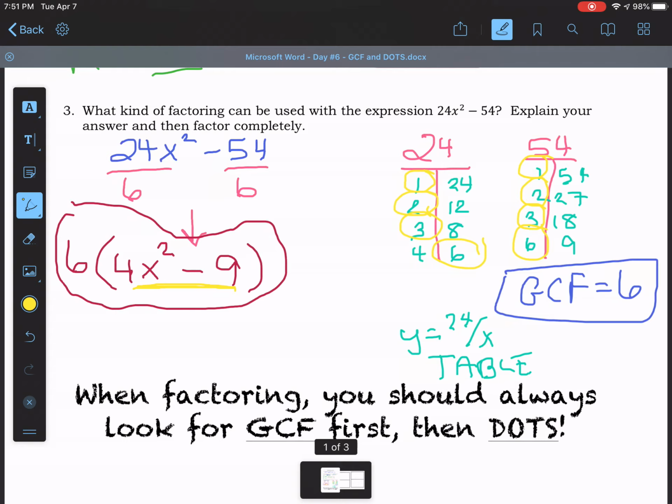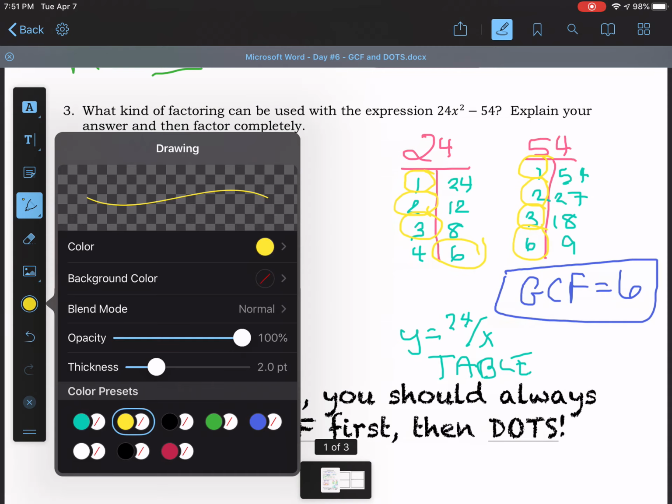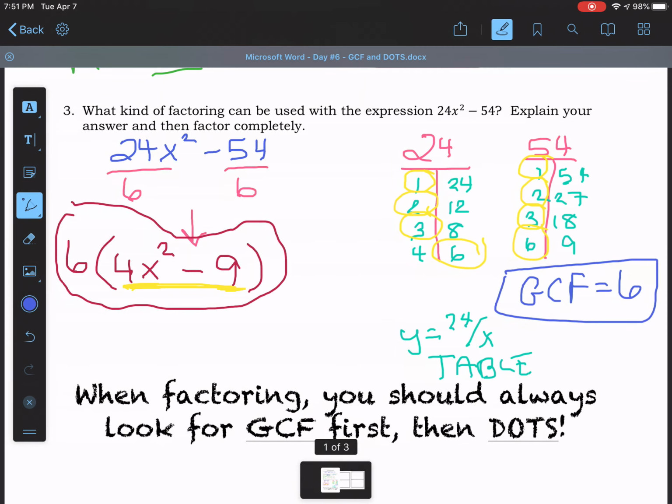So if we look at the 4x squared, what I want you to be able to see is that 4x squared is actually a perfect square, okay? Same thing with 9. 9 is also a perfect square. So we're actually not done here. We can actually keep going. So we started with GCF factoring, and now we're going to do dots, okay?